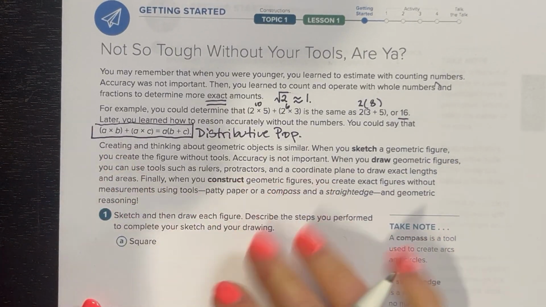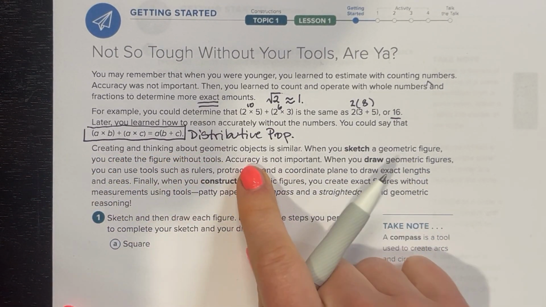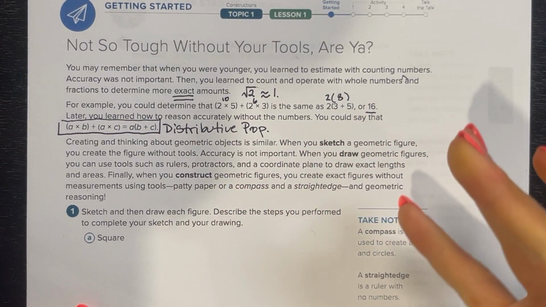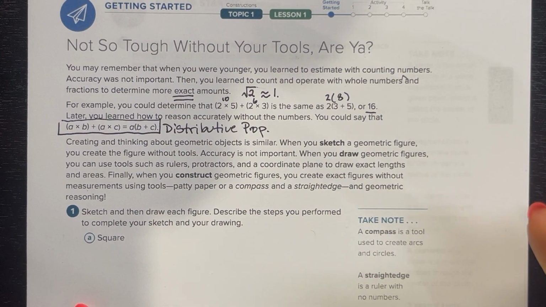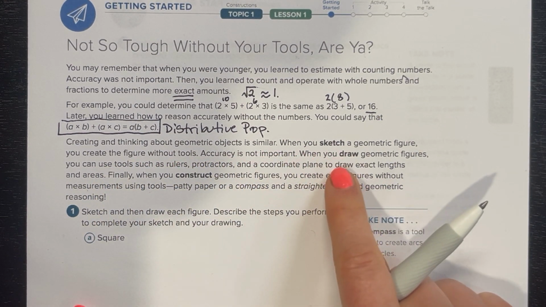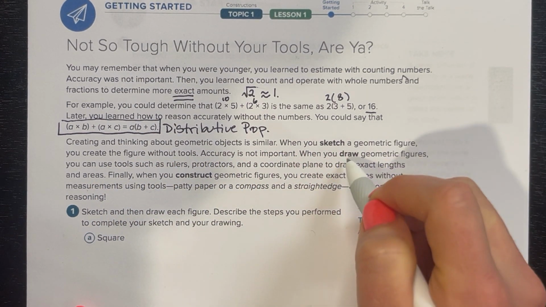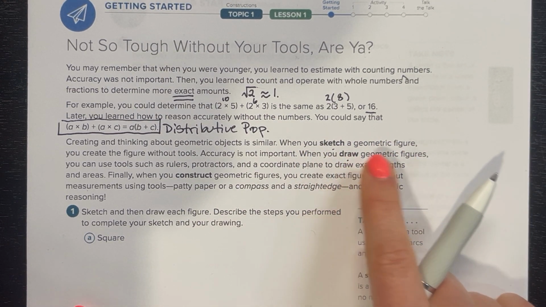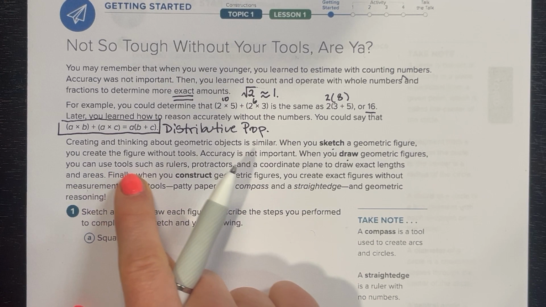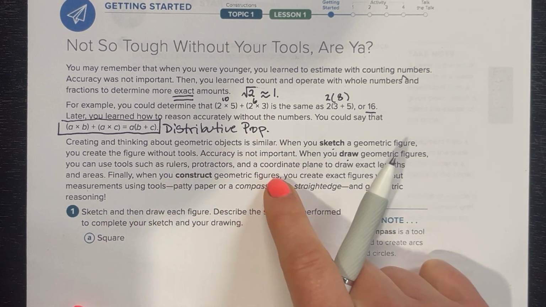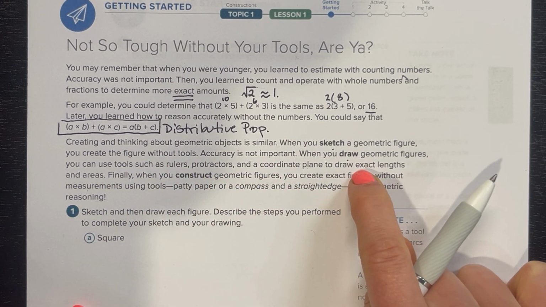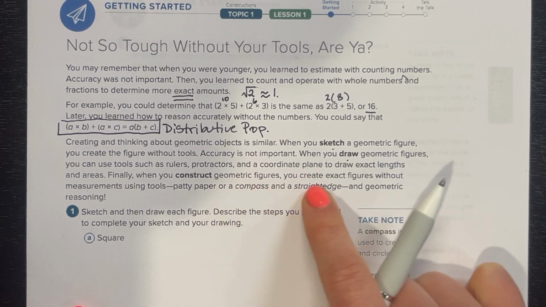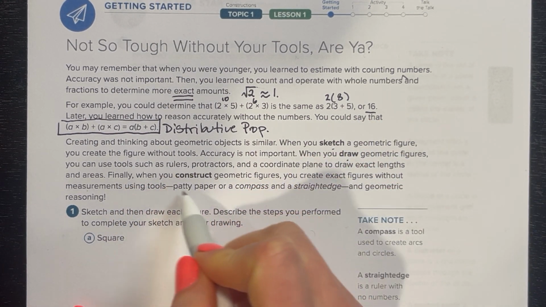So in geometry, creating and thinking about geometric objects is similar. There's a way to just sketch a figure, which is just an approximation. And there's also a way to draw geometric figures. These are two different things. When you draw a geometric figure, you're using tools like a ruler, a protractor, and a coordinate plane to make it exact and perfect. When you construct a geometric figure, this one is the coolest one.